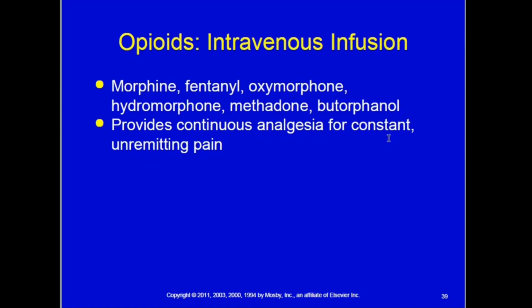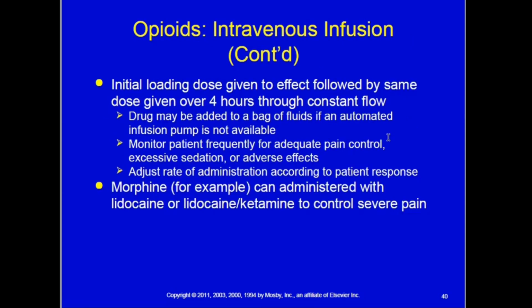We can also give these opioids as an intravenous infusion. For example, the most commonly used intravenous opioid infusion is fentanyl. It provides continuous analgesia for constant unremitting pain. So basically we give an initial loading dose given to effect, followed by the same dose given over 4 hours through constant flow. The drug may be added to a bag of fluids if an automated infusion pump is not available.